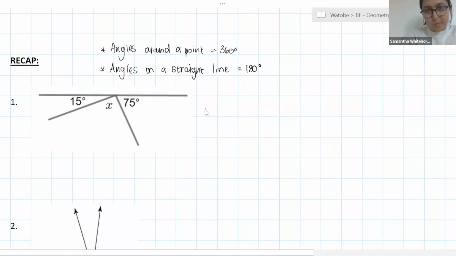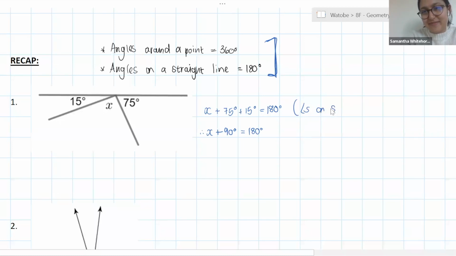Sorry, Tando, just to clarify something. Remember that we're making a statement, and then after that, Tando needs to give us a reason, because that's our standard way of writing everything. Why are you saying X plus 75 plus 15 equals 180? What's your reason? Remember, these are the 2 reasons that we've done. Which one did you use? Angles on a straight line. Awesome, yes. Well done, Tando. You can continue.